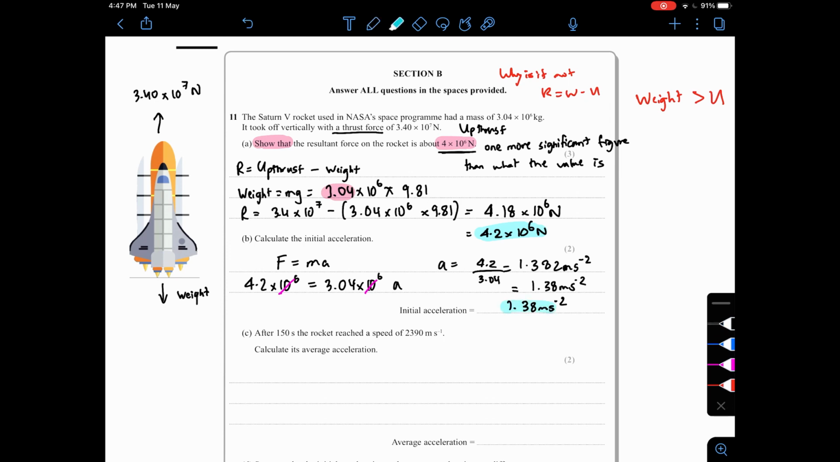So part C, after 150 seconds, the rocket has reached a speed of 2390. Calculate its average acceleration.